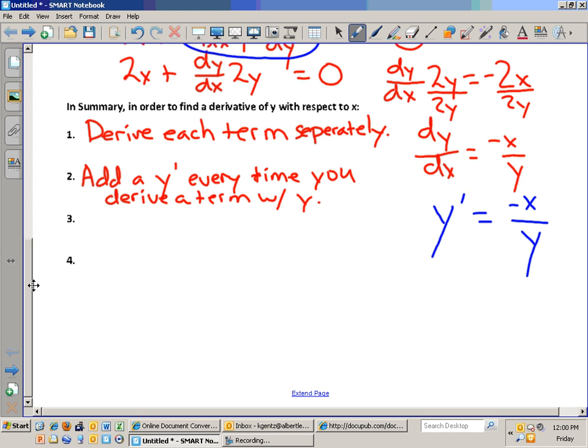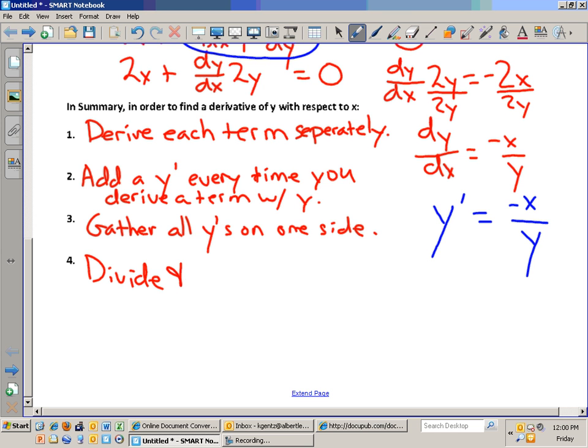Third, let's gather. Gather all y primes on one side. Fourth, divide and solve for y prime. You'll see the process laid forward. It's something that you guys will pick up very well.